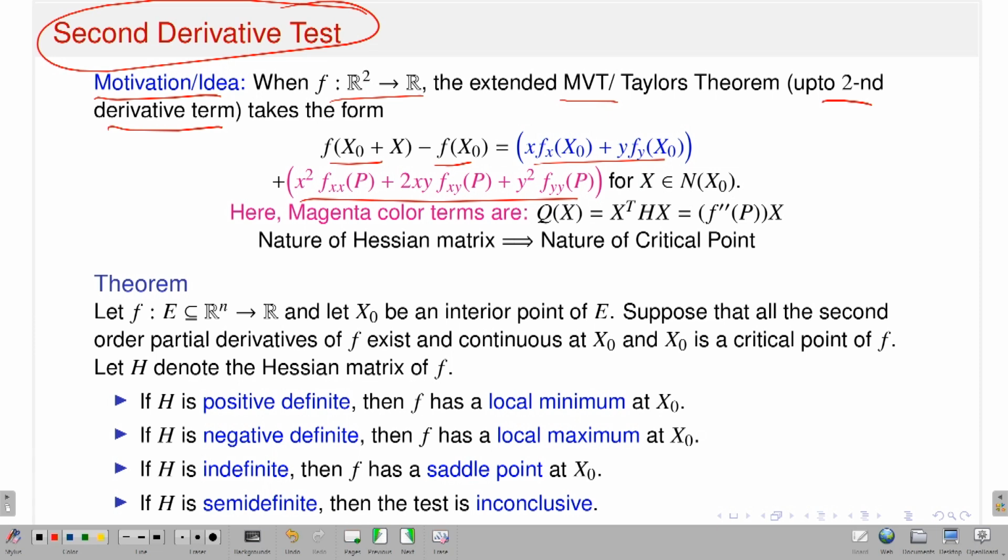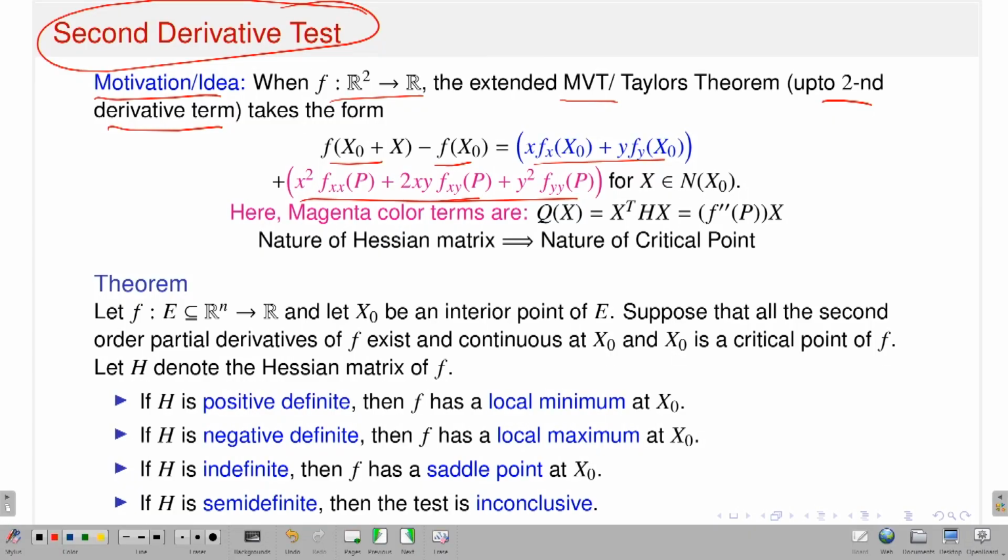Of course, you can easily understand that I am talking about f_xy at p is the same as f_yx at p. That means I am assuming that the second order partial derivatives exist and they are continuous. Therefore, their mixed derivatives values will be equal. That is why, the 2xy, I will just club it together.